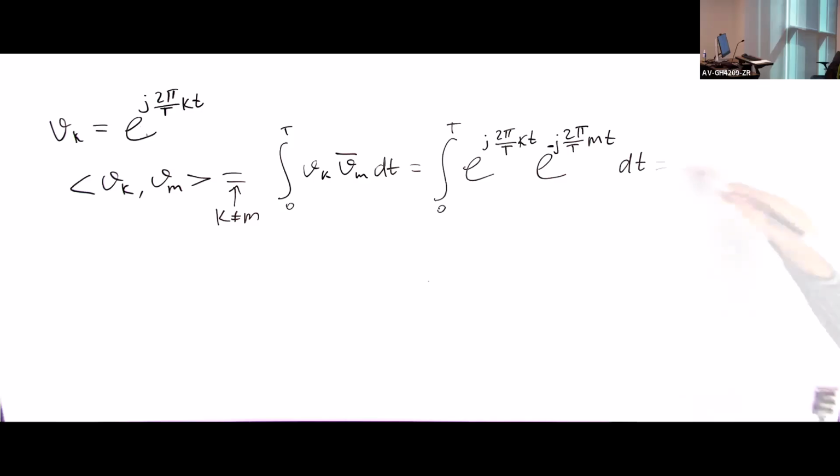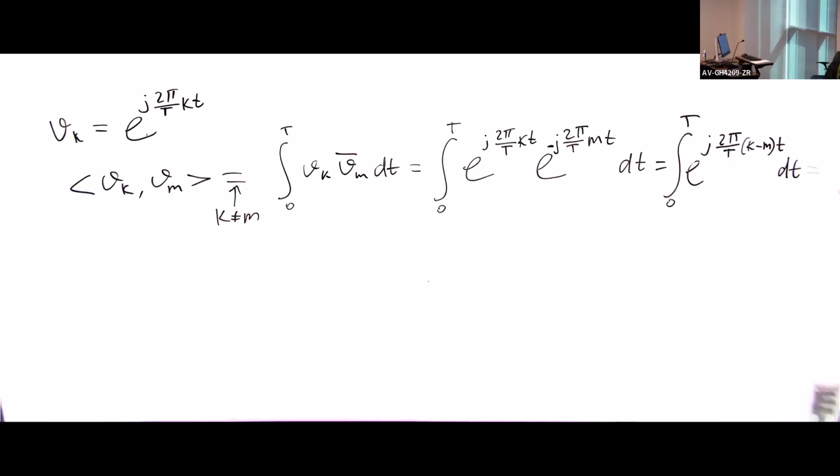So this integral from 0 to T, exponent j 2 pi divided by T, (k minus m) t. Remember the rules of the exponents: when you multiply exponents, this is just the sum of the powers. Since this power is negative, I need to subtract that. So this will be something like that. Okay, so let's compute that integral.